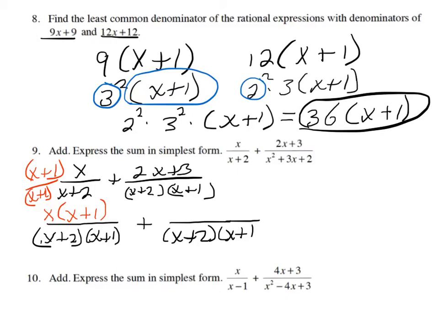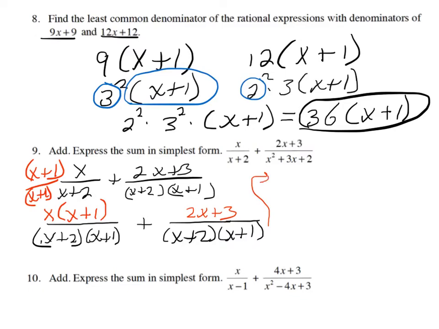So now let's compare this here. Am I missing anything over here? Well, let's see. x plus 2, x plus 1, x plus 2, x plus 1. No, I'm not missing anything. So all I'm going to do here is bring down this 2x plus 3. Now that I have common denominators, I'm going to add my numerators. So let's go ahead and do that.